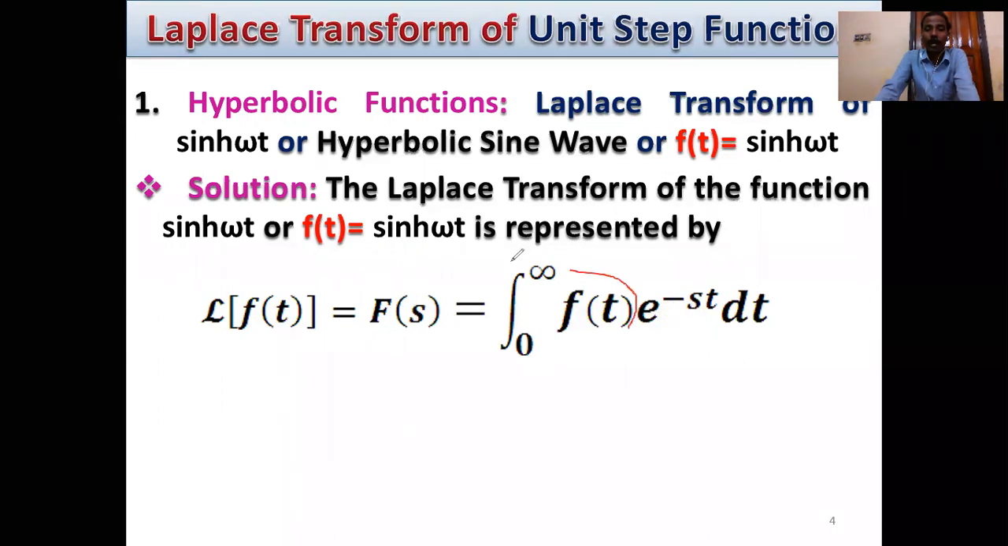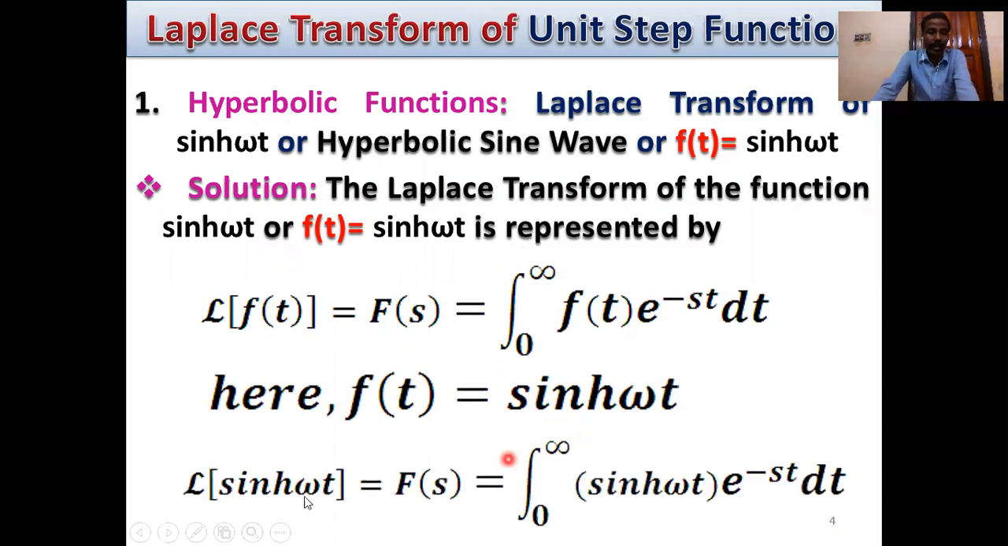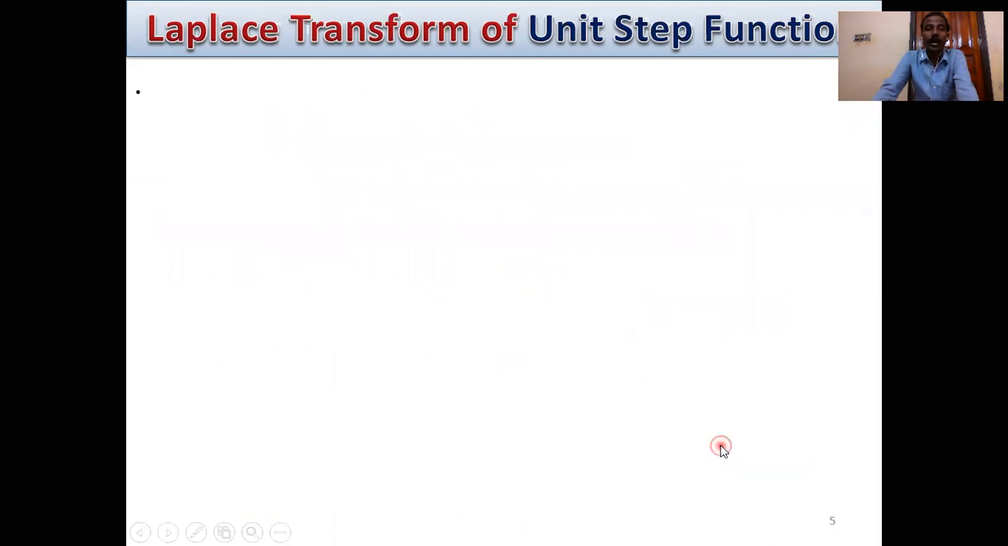So f(t) equals what? f(t) equals sinh(omega t). So put here sinh(omega t) and integrate and determine the Laplace transform. Here f(t) = sinh(omega t), so the Laplace transform of sinh(omega t) equals F(s) = integral from 0 to infinity of sinh(omega t) e^(-st) dt. Put f(t) equals sinh(omega t).